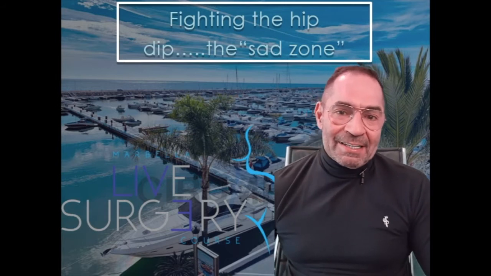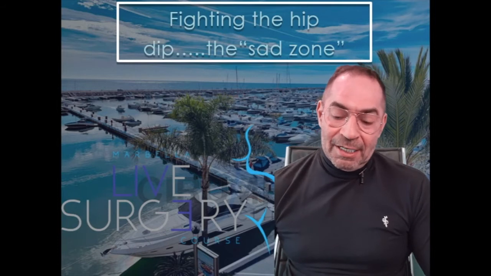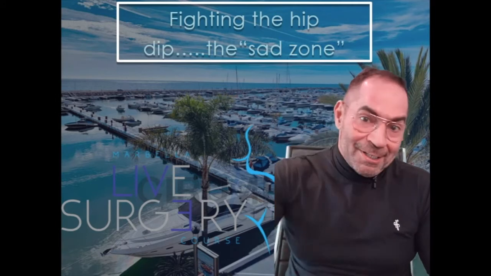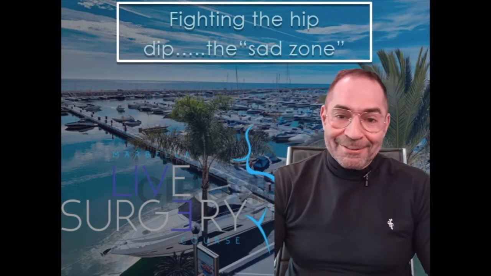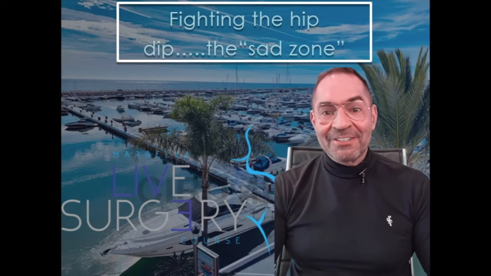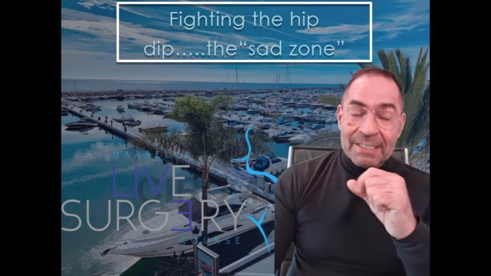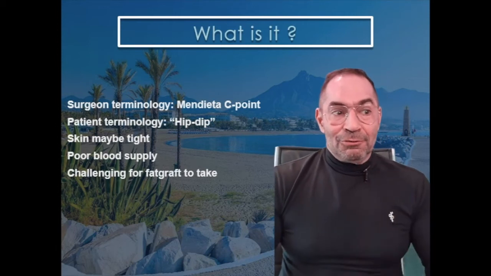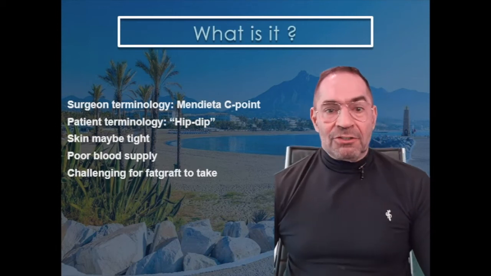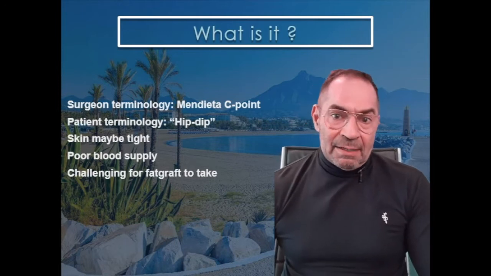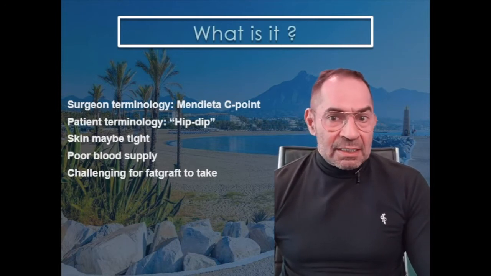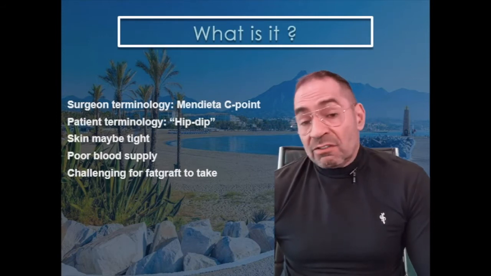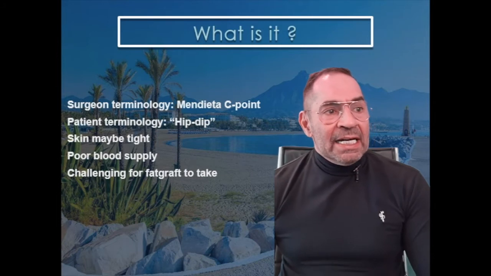But this is to give you a guideline on how to handle that, because unfortunately we can't just erase what we don't like and draw something new. Some patients tend to think so, or even surgeons. It's a bit more complicated than that, but there are very, very effective protocols for how to deal with that. So, surgeon terminology: trochanteric depression, and many call it the Mendieta C point. Dr. Mendieta, a surgeon from Miami, was one of the first to describe that, and he called it the C point, and I've kind of stayed with that.